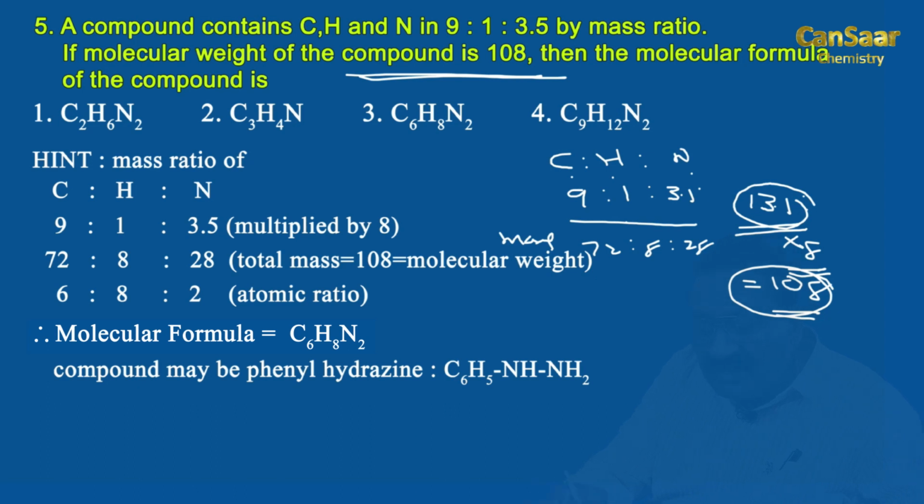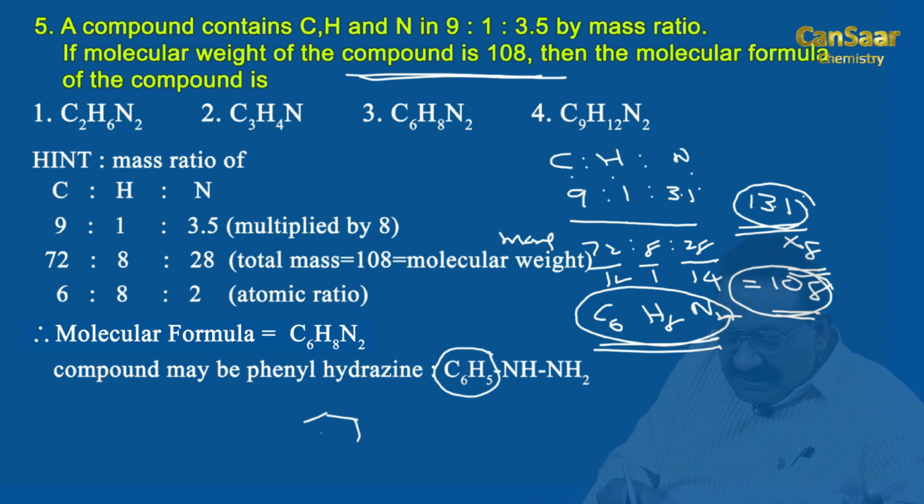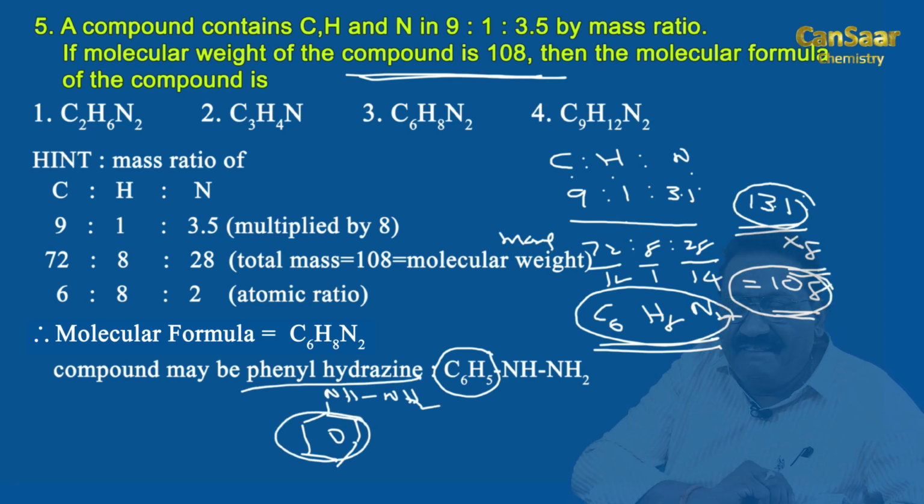And the atomic ratio: 72 by 12, that is C6. This is 8 by 1, the atomic weight of hydrogen is 1, that is H8, and this is 28 nitrogen mass by 14 atomic weight, 28 by 14, that is N2. Totally the formula of the compound is C6H8N2. So this compound may be, by taking out C6H5 phenyl, that is the benzene group, benzene ring, and the remaining formula here we have NH NH2. This corresponds to phenyl hydrazine.